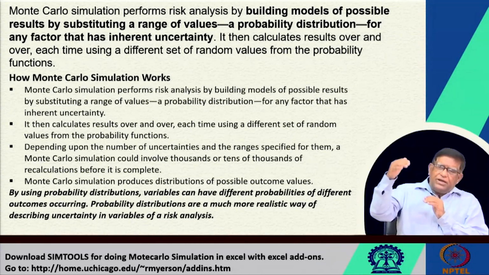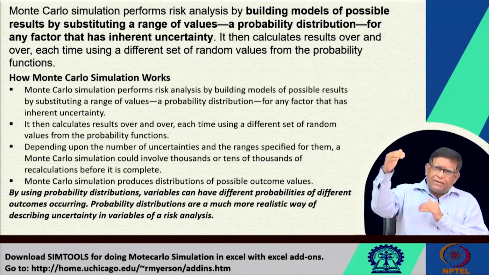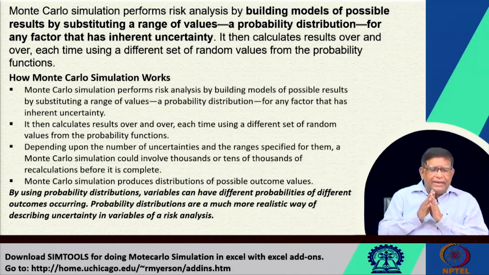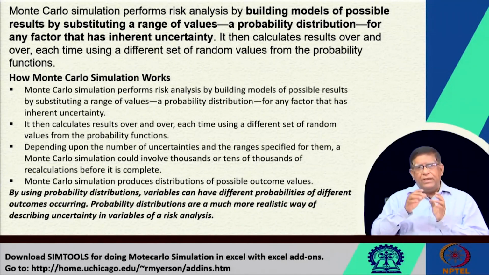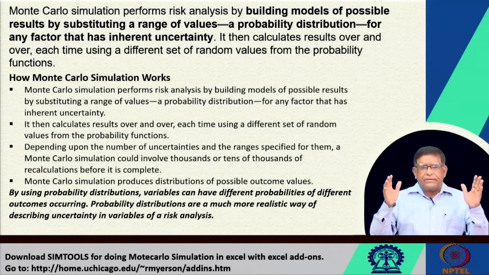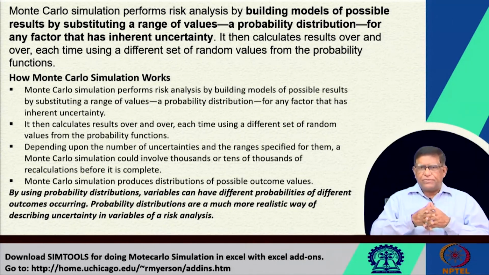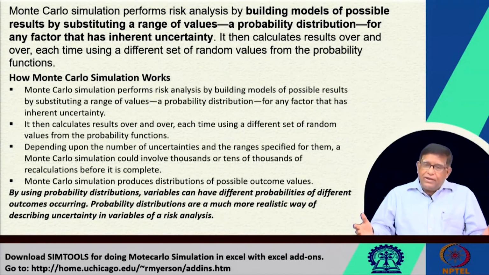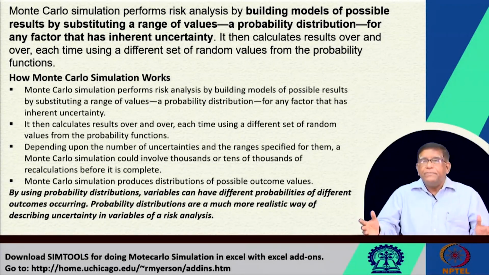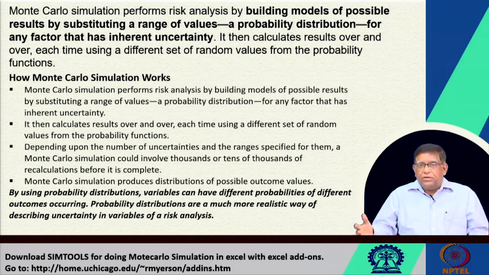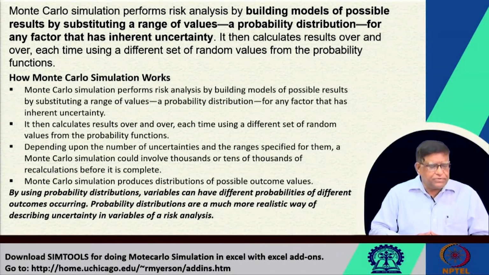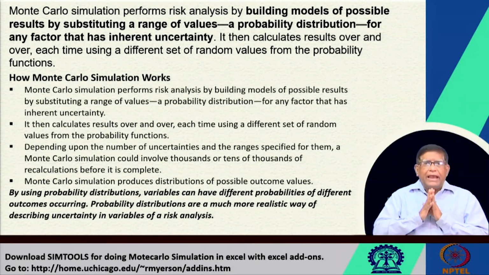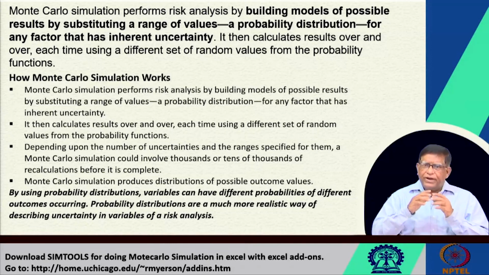First, the results are estimated, that is predicted, and they assign some values, and then they develop a probability distribution. Now those probability distributions can be of different types, as you have learned in statistics, whether normal distributions, Poisson distributions, or triangular distributions. There could be different types of distributions, and then they calculate the results over and over.